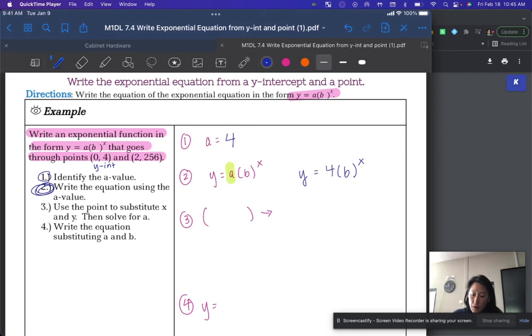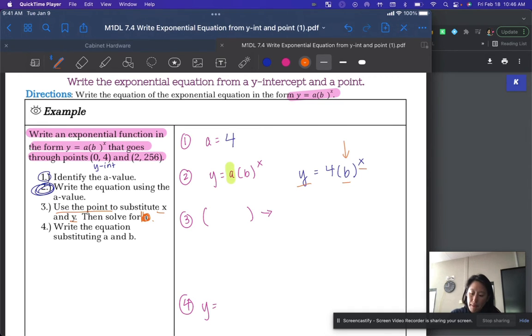Okay, now I have a problem. I have too many unknowns. I have an x, a b, and a y. Said those backwards: x, b, and y. So I have 3 unknowns, and I really need to figure out what the value of b is. So we're going to use the point to substitute in x and y, and then we're going to solve for b, not a.